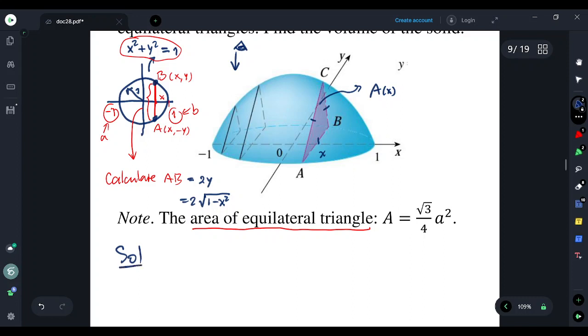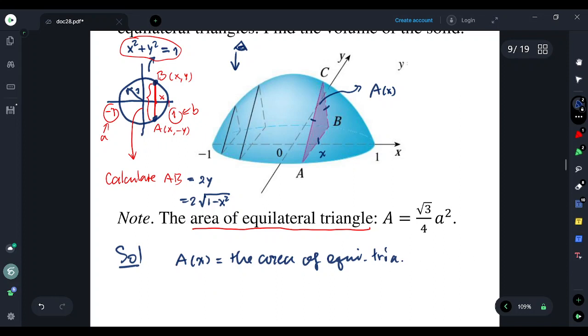So the area at x is the area of the equilateral triangle.